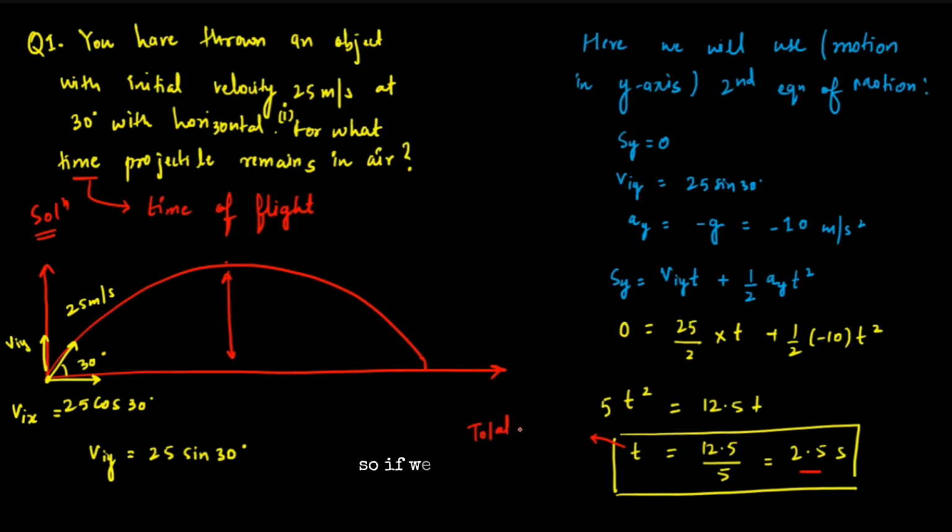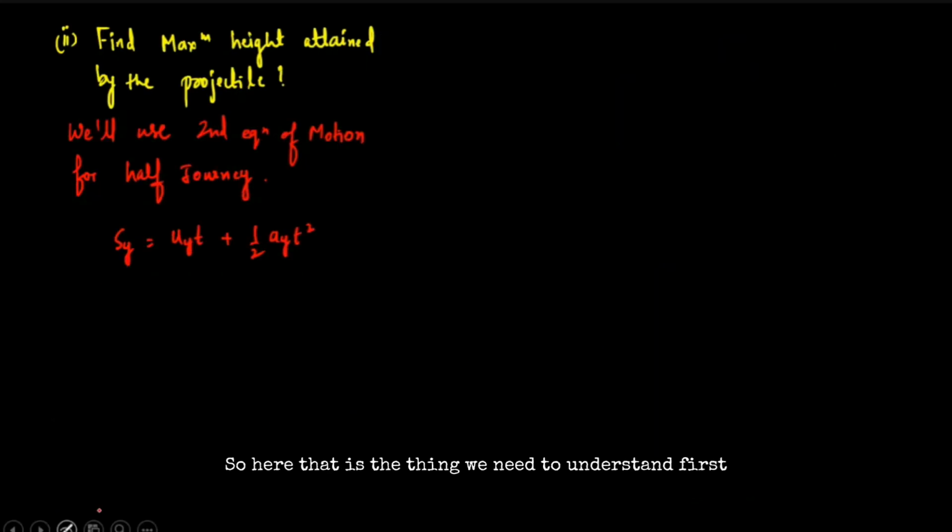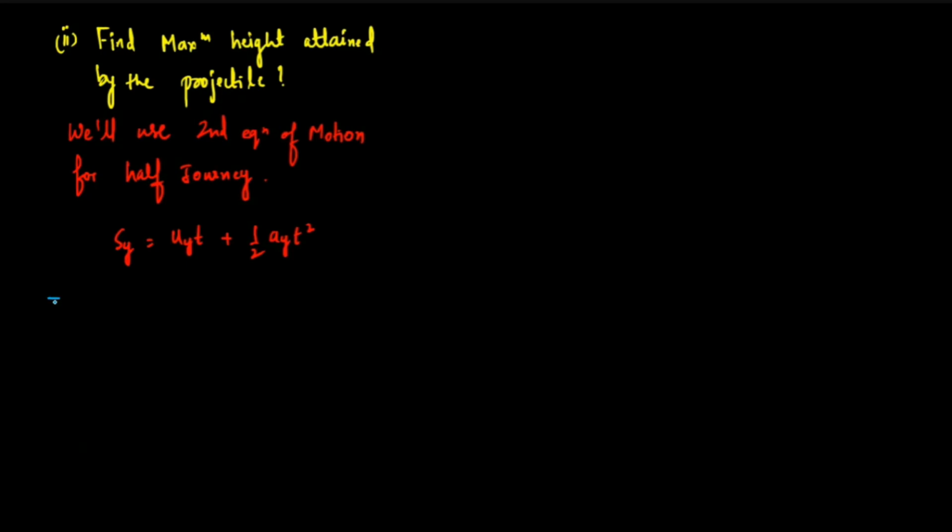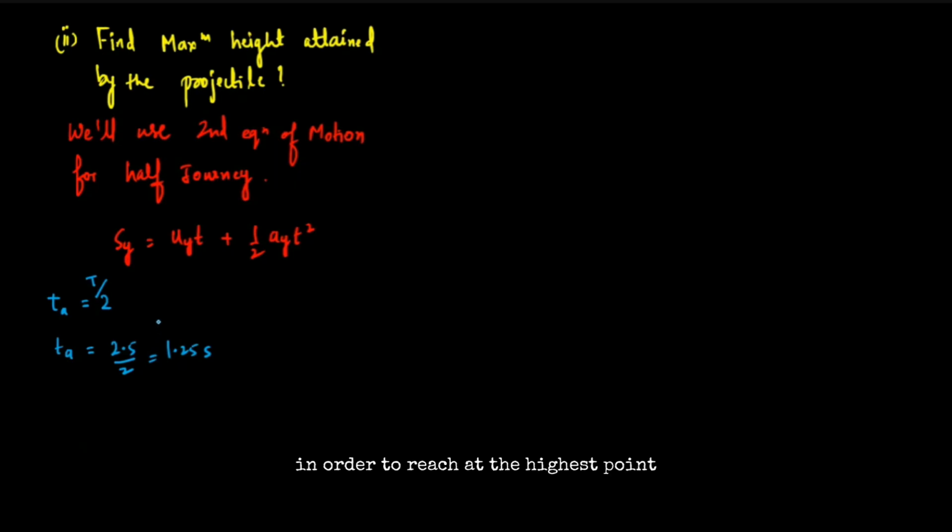So if we found the total time, the time for which the particle travels from the ground to the topmost point is going to be half of this total time. That is the thing we need to understand first. Time of ascent is half of the total time. So I can write time of ascent as 2.5 by 2, that is 1.25 seconds. This is the time for which the particle travels along the y-axis in order to reach the highest point.